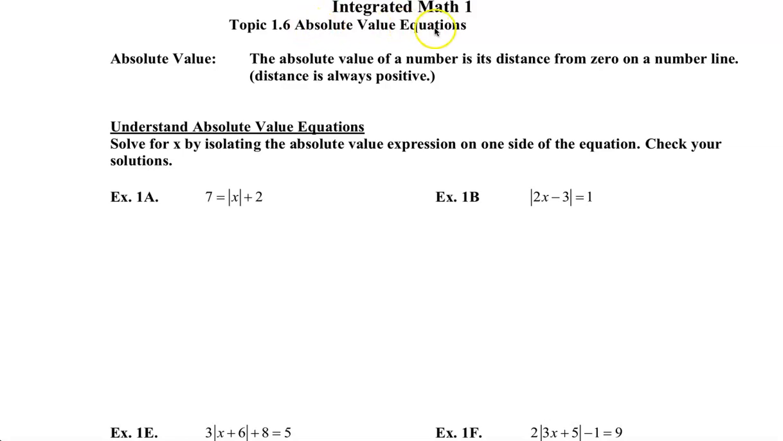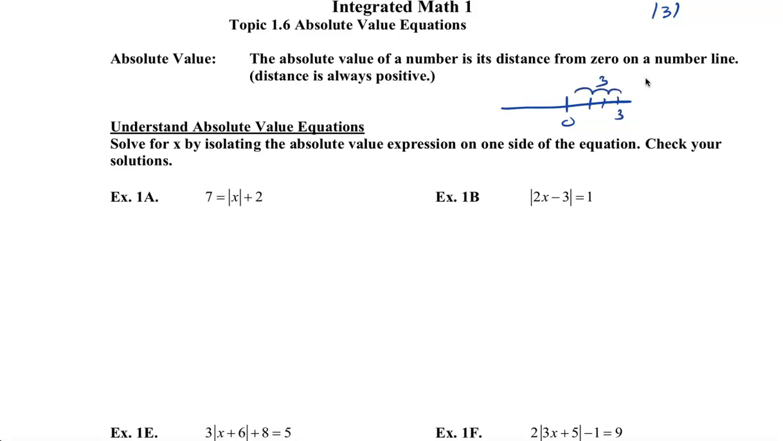Absolute value equations. So first let's talk about what absolute value actually means. Absolute value of a number is the distance from 0 on a number line. That's all it is. It's just how far you are from zero. So if I want the absolute value of 3, it's just asking how far is 3 from zero. It is 1, 2, 3 away.